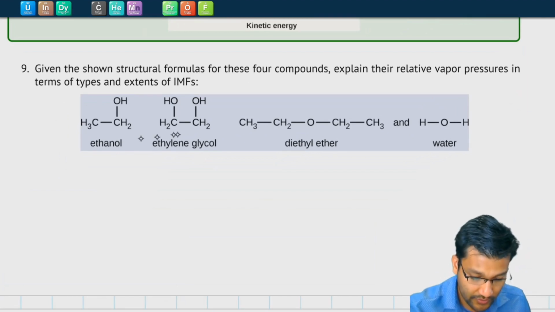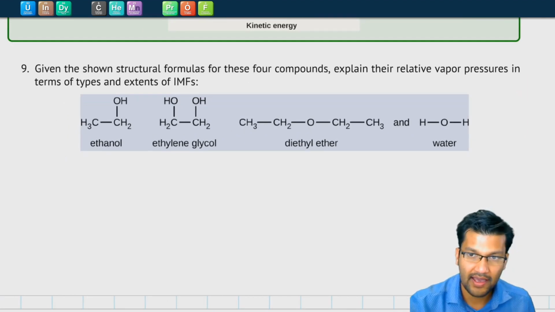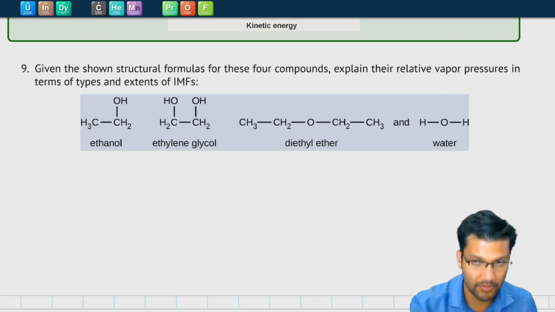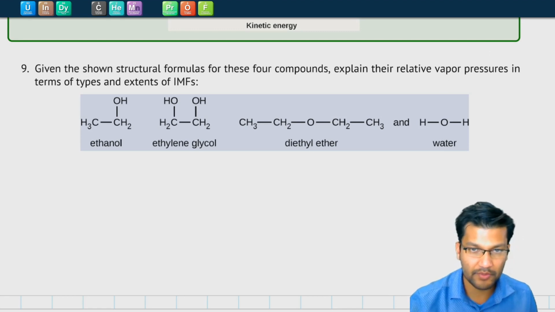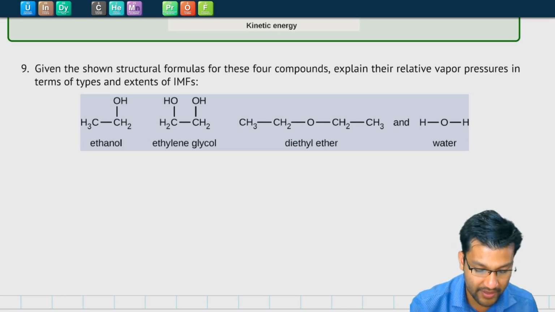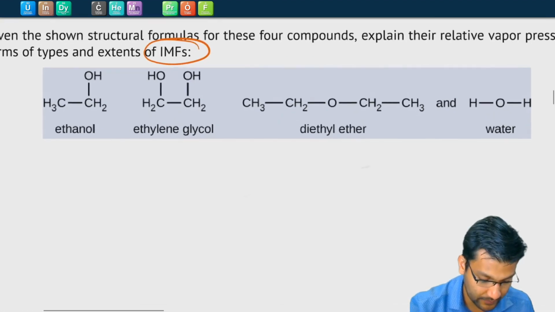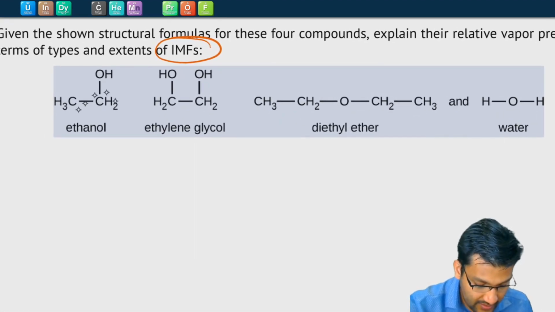Here it gives us 1, 2, 3, 4 different molecules, and it's asking us what their relative vapor pressures are. Which ones have lower vapor pressures, which one would have higher vapor pressure, as determined from their intermolecular forces. So let's first look at all of them and try to figure out what their intermolecular forces are, and therefore which ones will have the lower or higher vapor pressure. So let's look at ethanol.